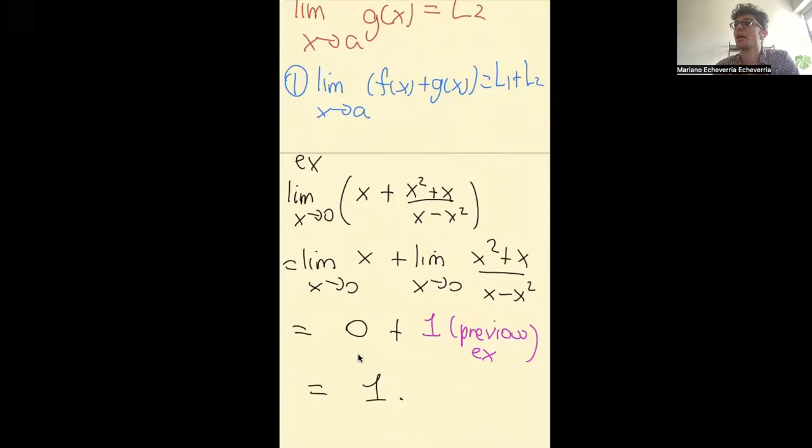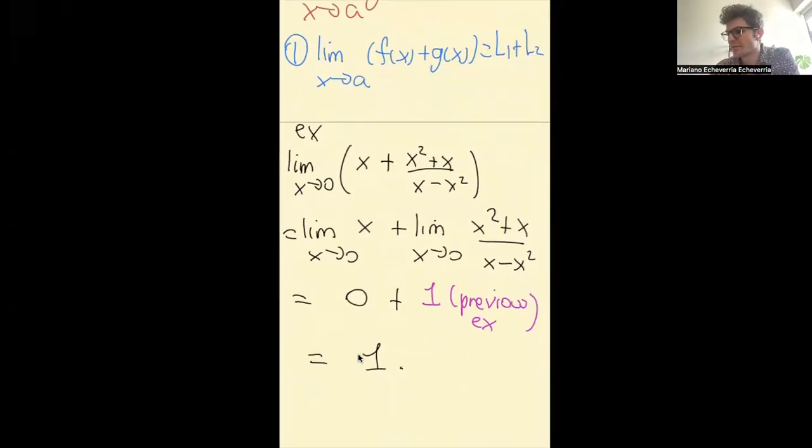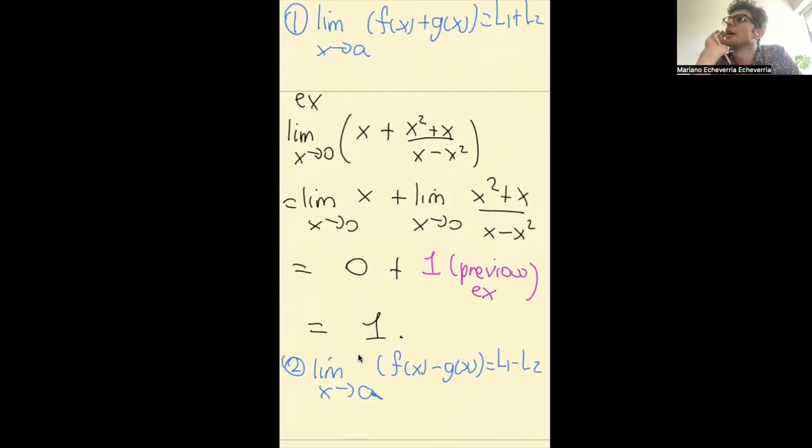In fact, there was nothing special about the sums. The same would have happened if it had been a subtraction. I can write it explicitly, but it's basically the same idea. If I had asked you to find the limit as x approaches a of f of x minus g of x, that's also something you can break down. So it's L1 minus L2. There's not a fundamental difference between the addition and the subtraction cases.